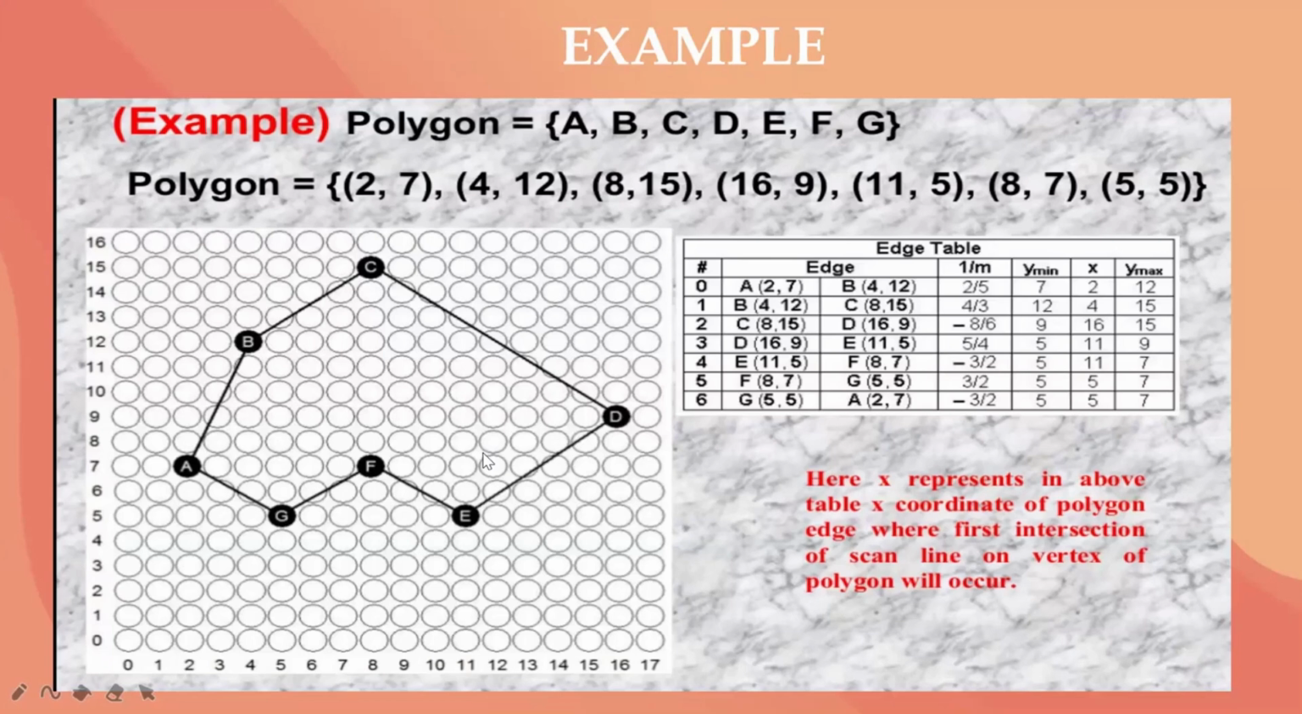And then next we have to find out the edge table. Here you can see A was 2 comma 7, which is moving to B, 4 comma 12. Similarly, I have written B (4, 12) to C (8, 15). These things you have to do: D to E, E to F, F to G, then again G to A. The last one also you have to connect. Once you have done that, we have to calculate the 1 by m values.